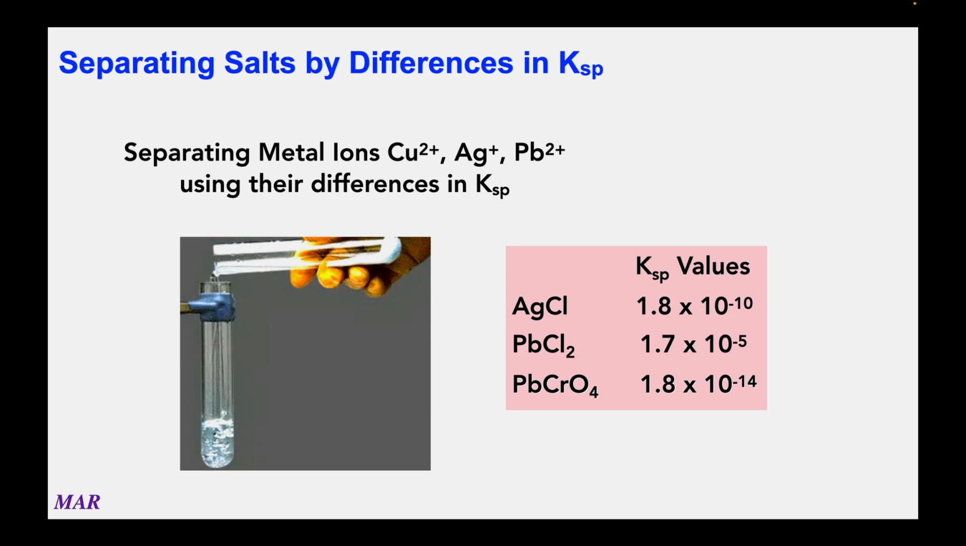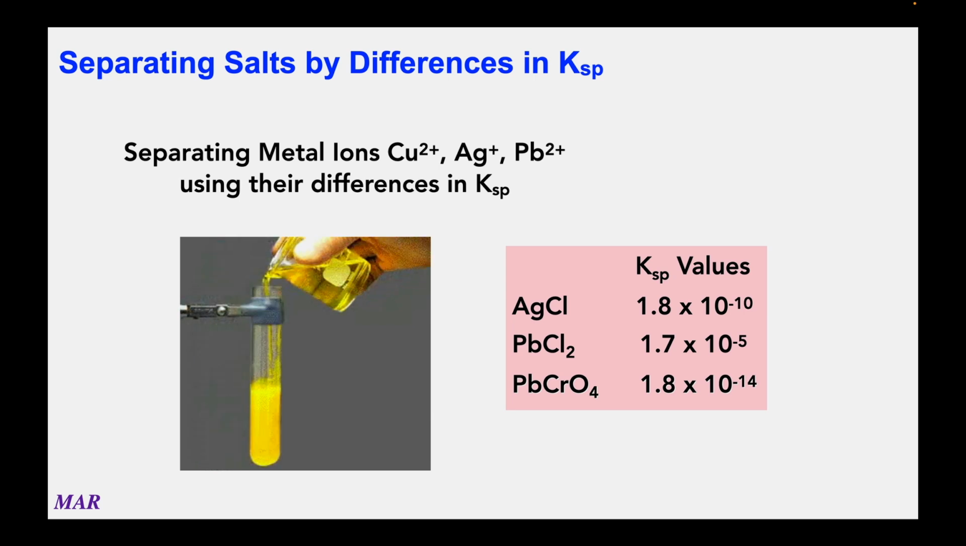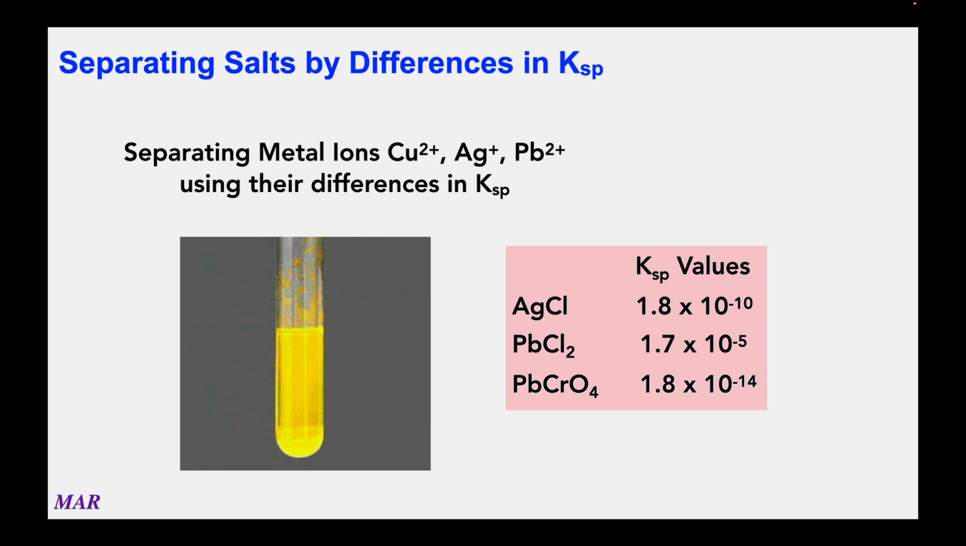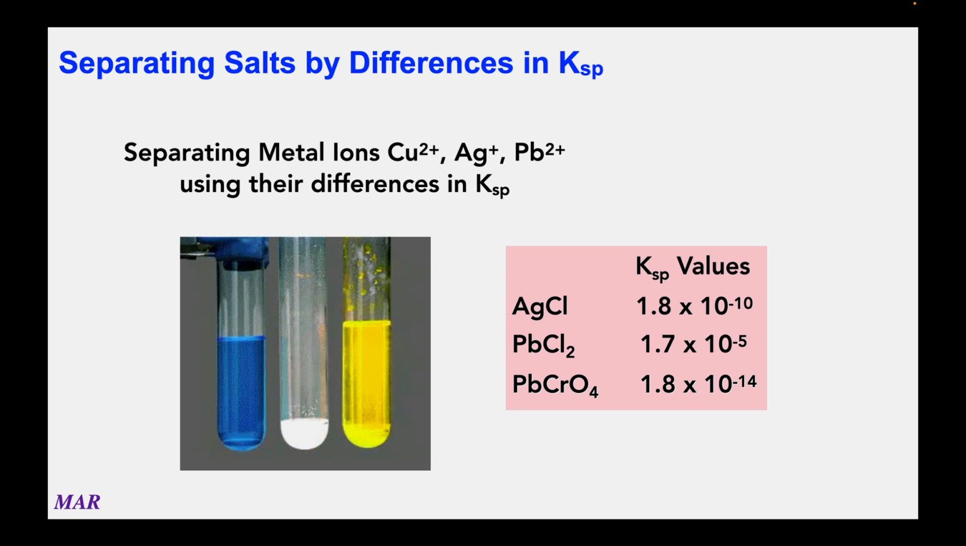To demonstrate that the decanted solution contains lead ions, we can add chromate ions, which cause the precipitation of lead chromate. The characteristic yellow color of the precipitate confirms the presence of lead. We have separated the 3 ions in the original solution from each other.